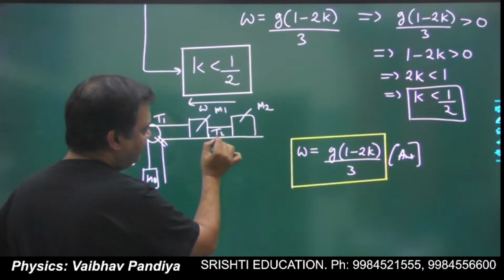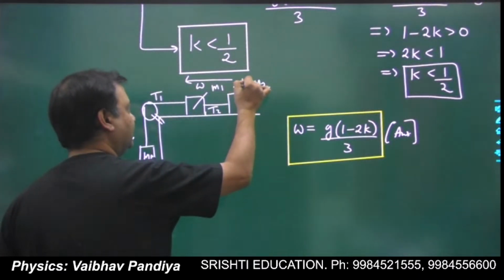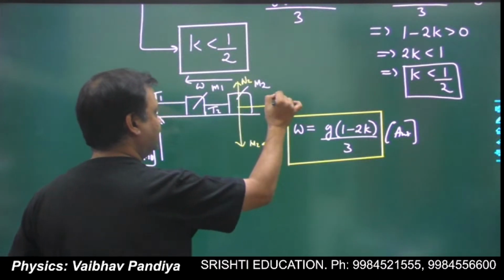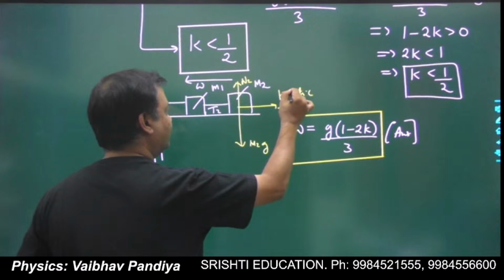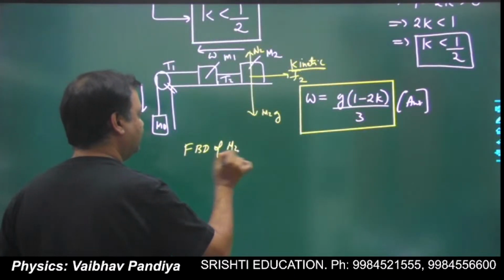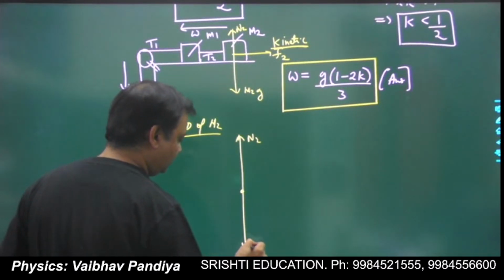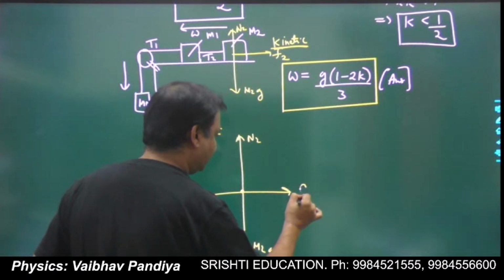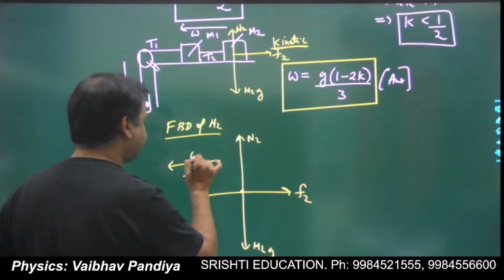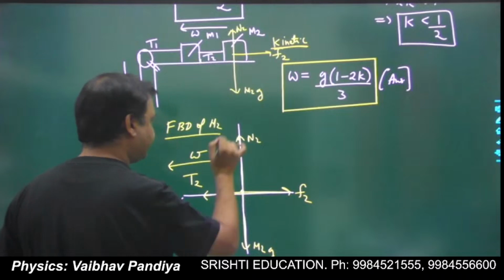Now if we have to find what will be the value of T2, you can make the FBD, and friction will act, kinetic friction, because motion is happening. So this will be the kinetic friction. So make the FBD of M2. When you are making the FBD of M2, you will have N2, M2g. Here the kinetic friction F2 will act, and this will have a force T2, and the common acceleration is w. So you can apply Newton's law. This is x, this is y.